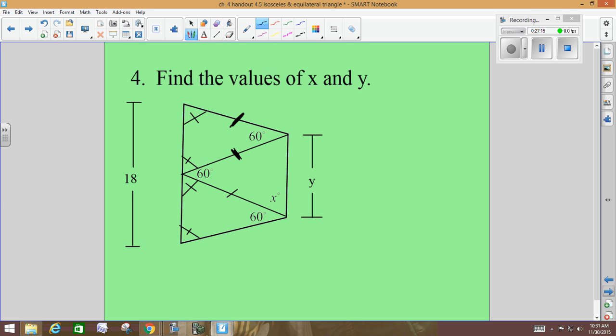Morgan, the vertex angle is 60. So how much is left over for those two? 120, but they're congruent. So what's the measure of each of them? Good. Using the triangle sum theorem, we know that these 2 angles have to be 60. Well, our isosceles triangle just turned into what? Equiangular, which means it's also equilateral. So now all 3 sides are congruent.